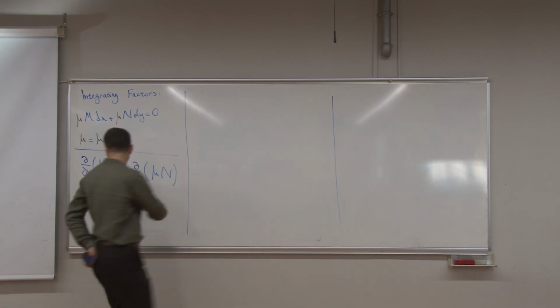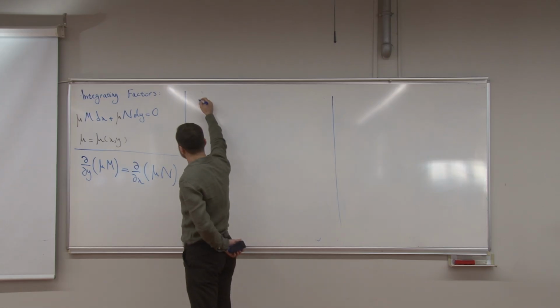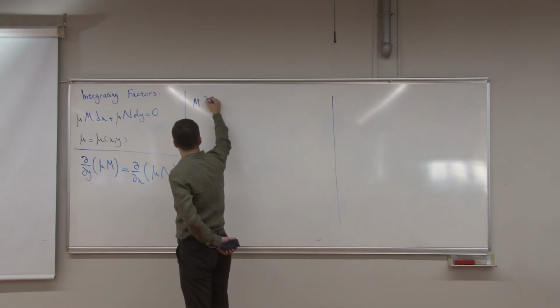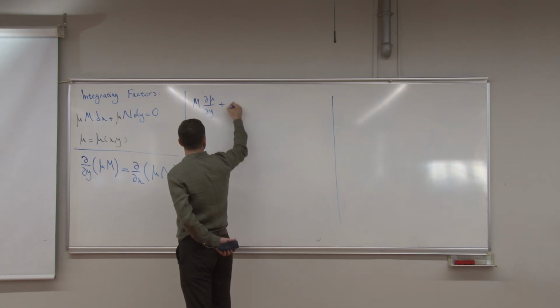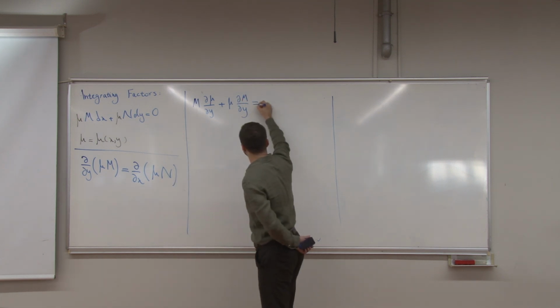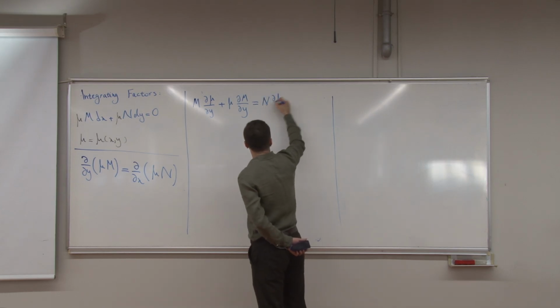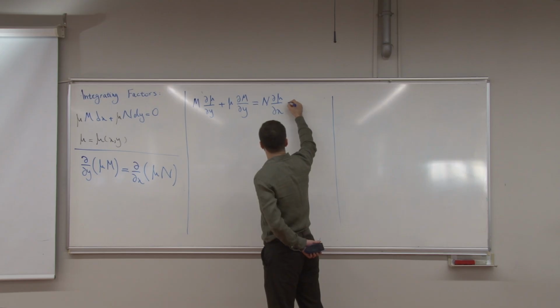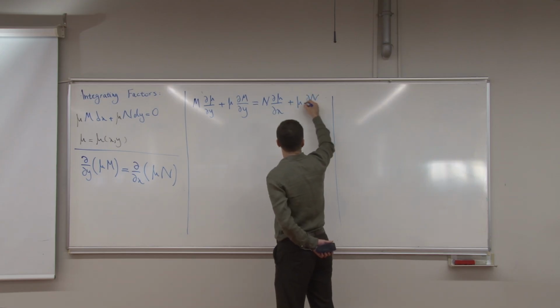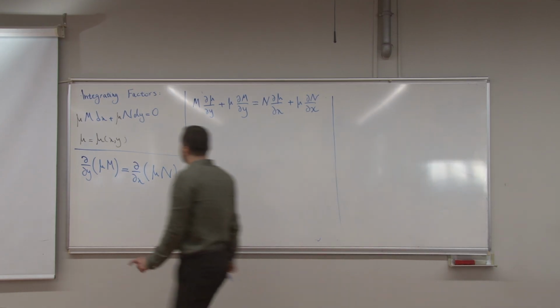Let's expand this. We have a multiplication of two functions, right? Derivative of the first one times the second one plus derivative of the second one times the first one. So this is going to be M ∂mu/∂y plus mu ∂M/∂y. This is for the left hand side. What about the right hand side? Again the same thing: N ∂mu/∂x plus mu times ∂N/∂x. Okay?